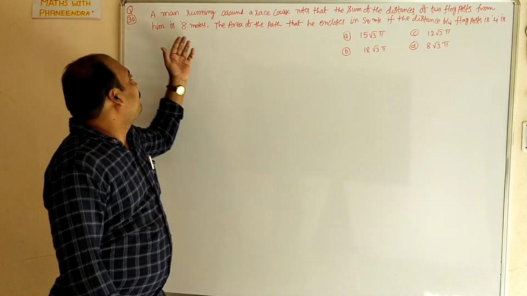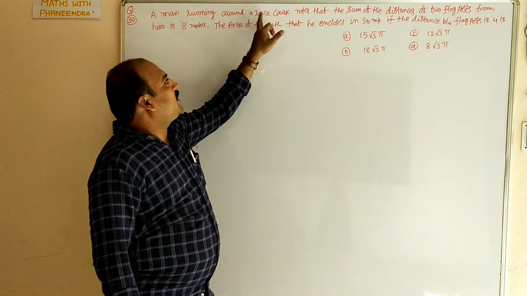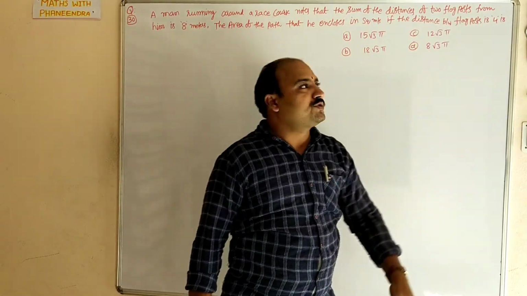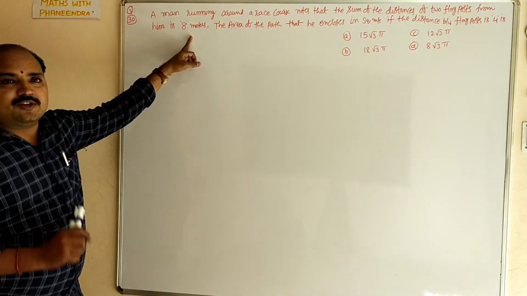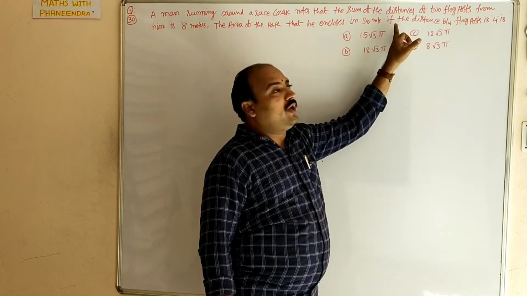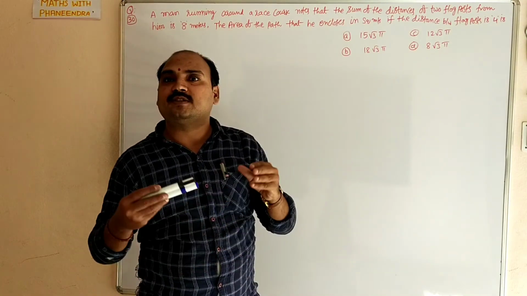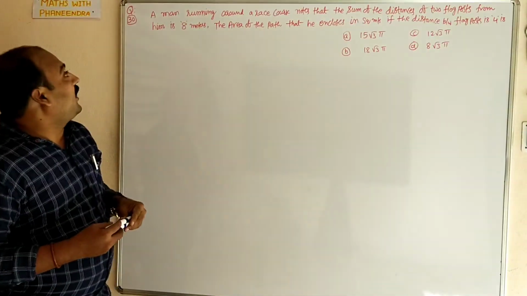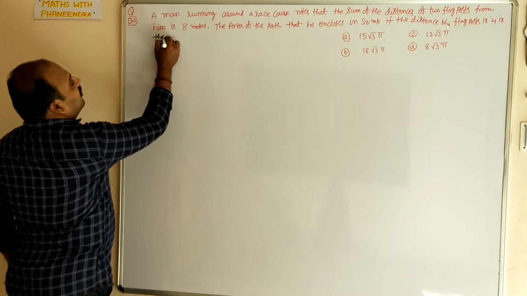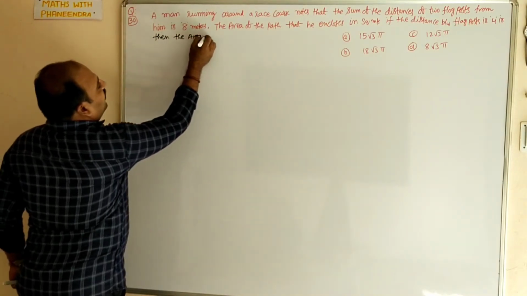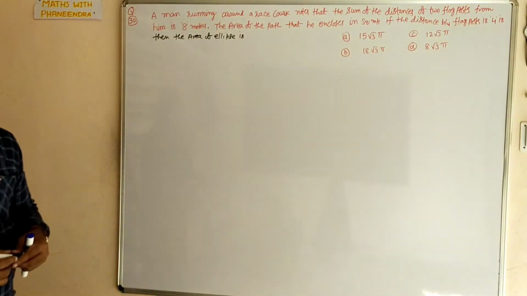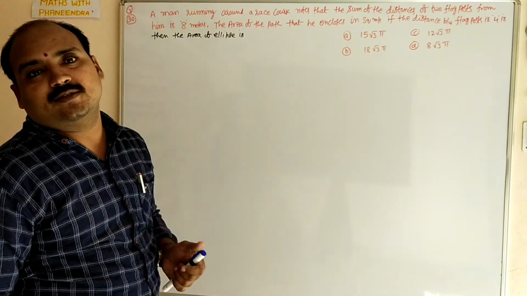The next question. A man running around a race course notes that the sum of the distances of two flag posts from him is 8 meters. The area of the path that he encloses, in square meters, if the distance between the flag posts is 4. Then the area of the ellipse is. These are the options.